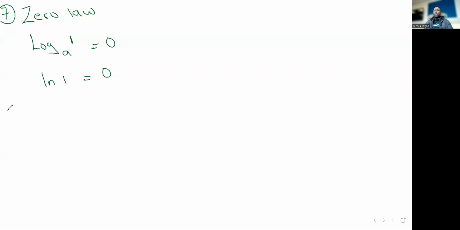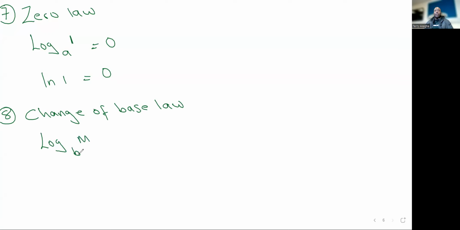All right, so let's go to number 8 now. Number 8 is what we call the change of base law. So for instance, what we're basically saying is that if you have log m to base b, and I want to change this to base a, it's going to give you log m to base a divided by log b to base a. So that's how you change it.